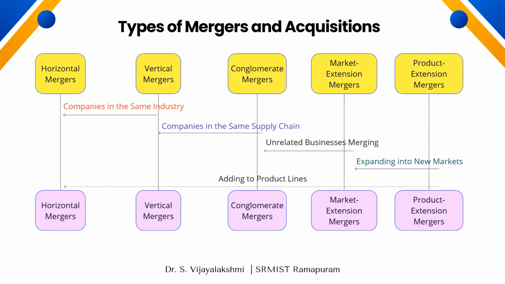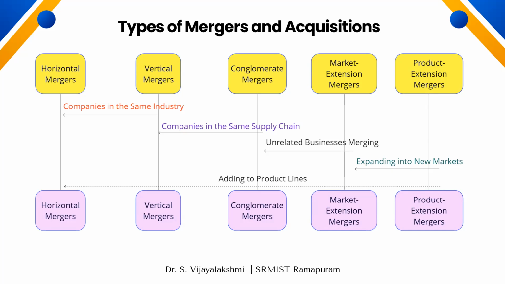Market extension mergers. These mergers happen between companies in the same industry but operating in different markets. The objective is to expand the company's market presence into new geographical areas. An example could be a retail chain merging with another chain in a different country.